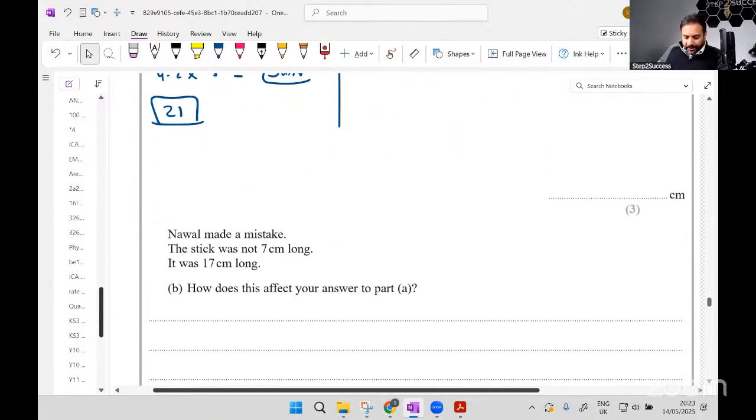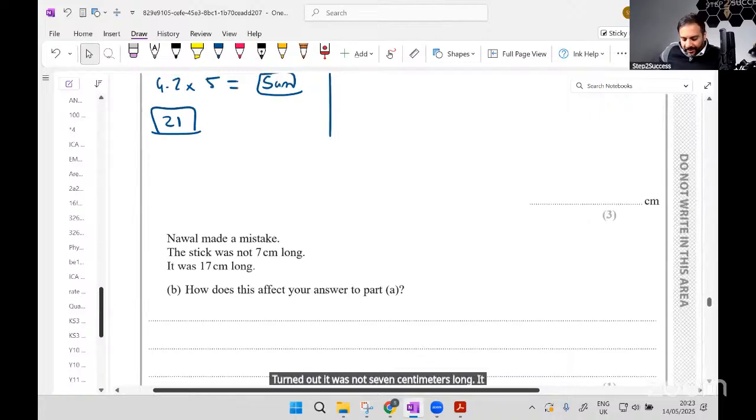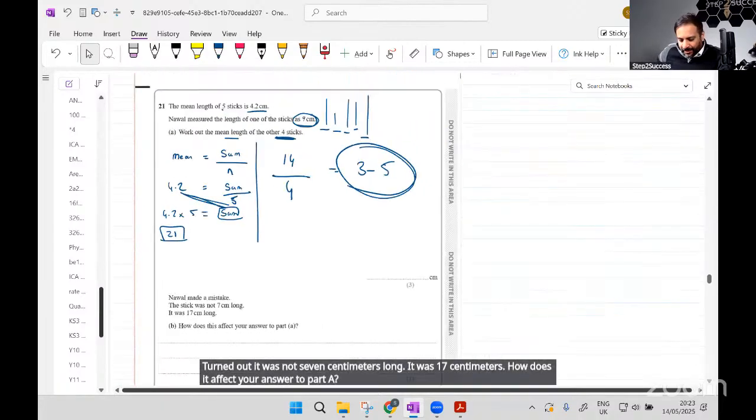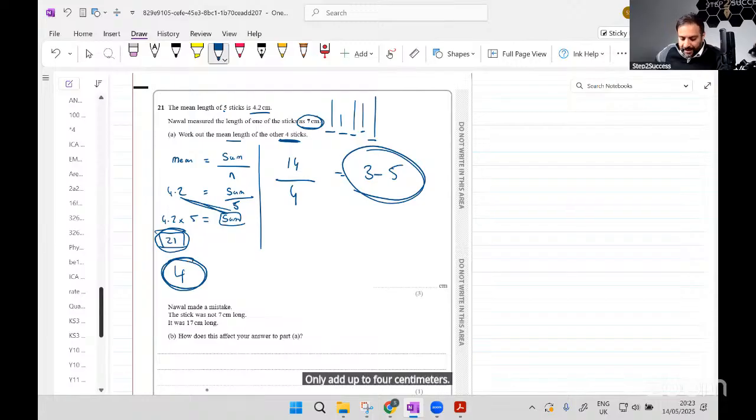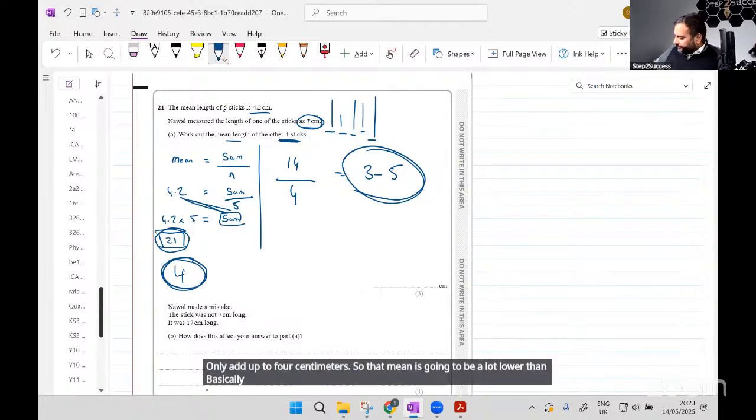Turned out it was not 7 centimeters long, it was 17 centimeters. How does it affect your answer to part A? I think it makes your answer to part A lower, because if they all added up to 21, and now this stick is 17 that you took out, it means the remaining sticks only add up to 4 centimeters. So their mean is going to be a lot lower than that, basically.